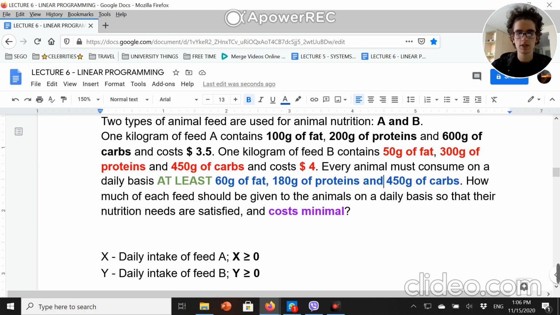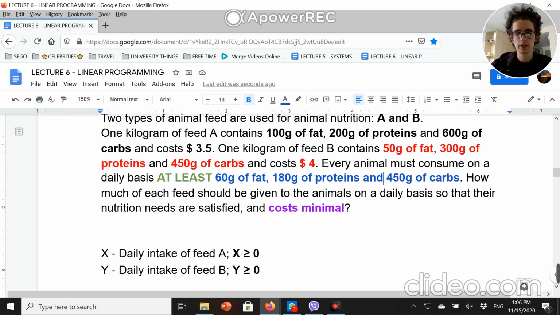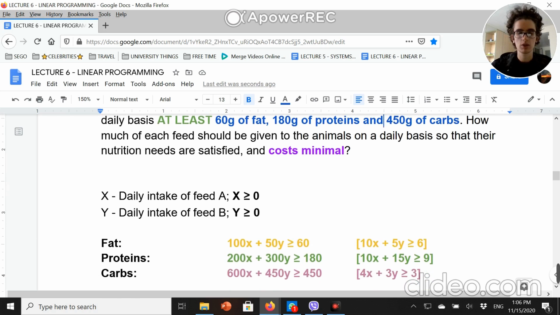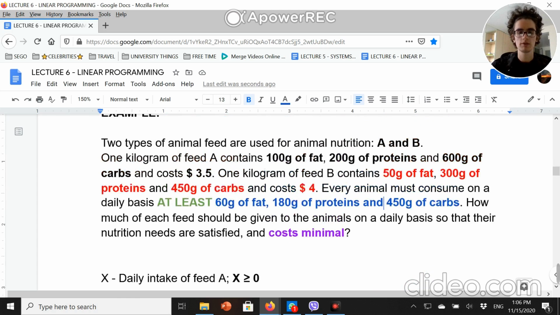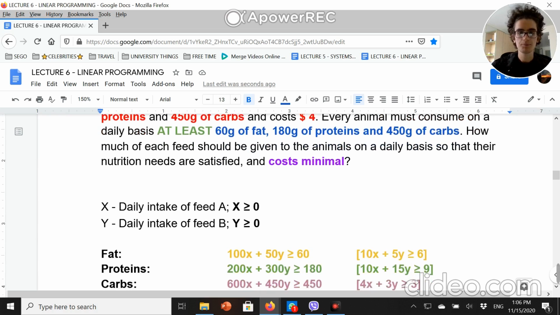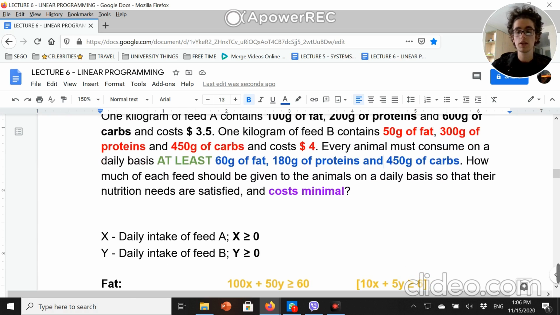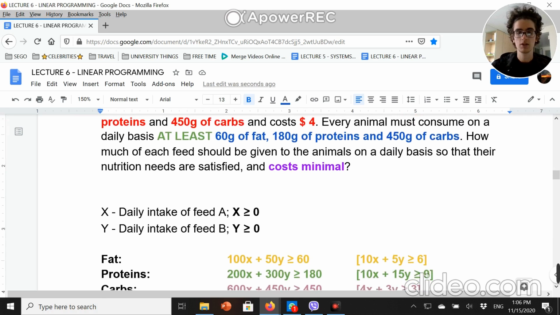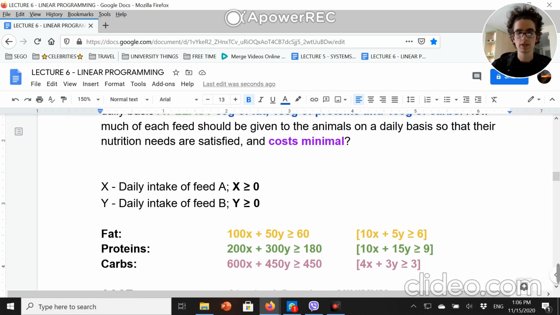So let's write like this first. Let's say that X is the daily intake of feed A and Y is the daily intake of feed B. We know that both Y and X must be either 0 or greater, so they will not be negative. And knowing that, we're going to write our equations. So for the fat, we have 100 grams of fat, 50 grams of fat, so 100 for A, 50 for B, and we know that every animal should eat at least 60 grams of fat. So what would it look like? 100x plus 50y greater than or equal to 60.